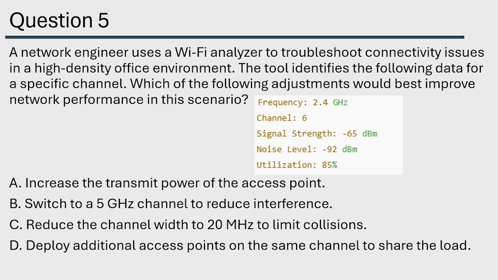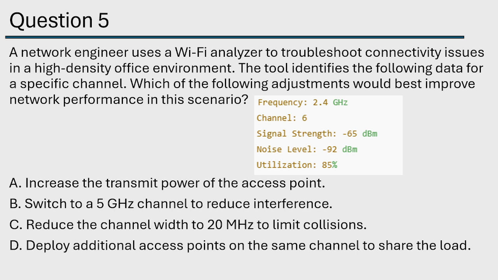So let's start with A, increase the transmit power of the access point. Increasing power will get rid of interference a lot of times. It will break through interference. That is 100% accurate. B, switch to 5 gigahertz channel to reduce interference. Again, another good answer, right? If we switch to 5 gigahertz, we were on 2.4, and we're seeing a lot of interference coming in through it. That could be a good way of getting around it as well. So A and B, really good answers.